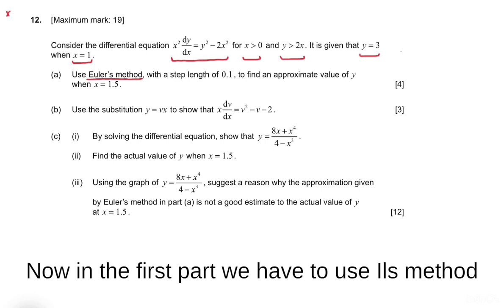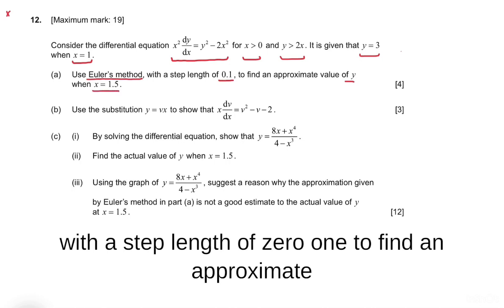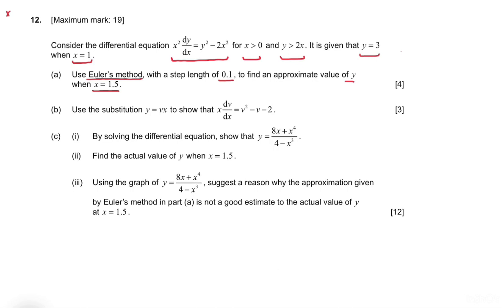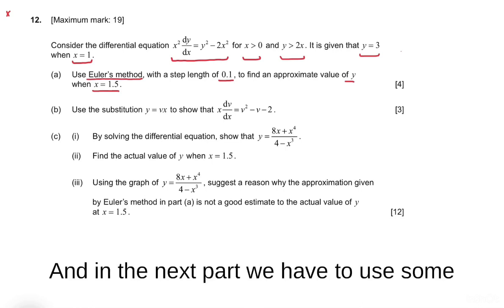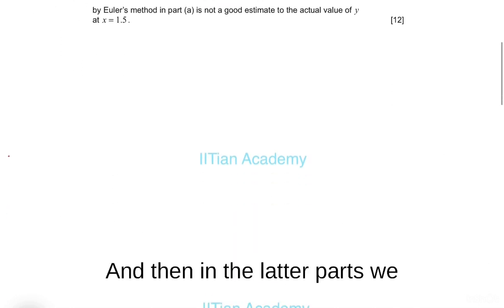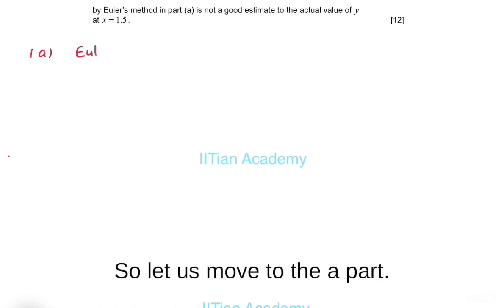Now in the first part we have to use Euler's method with a step length of 0.1 to find an approximate value of y when x is equal to 1.5. And in the next part we have to use some substitution to arrive at a particular form of differential equation, and then in the later parts we have to solve that differential equation. So let us move to the A part.